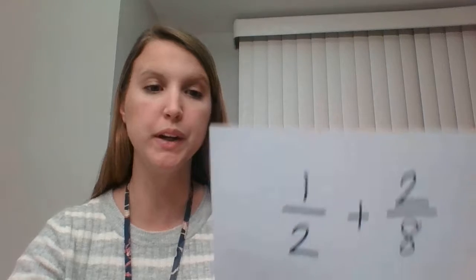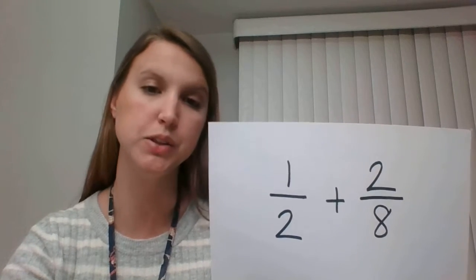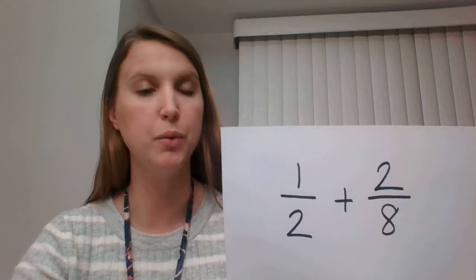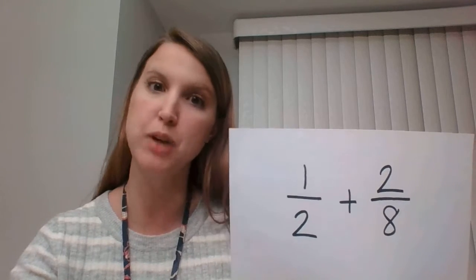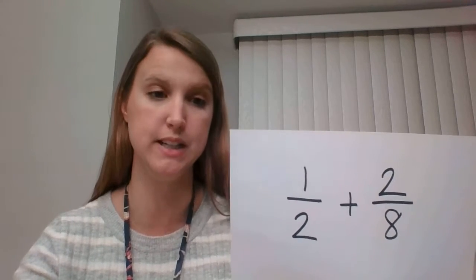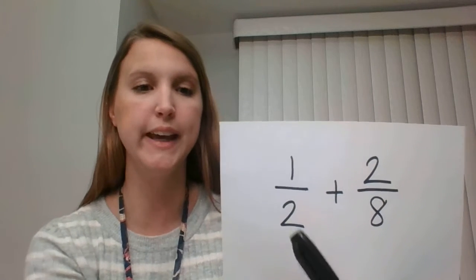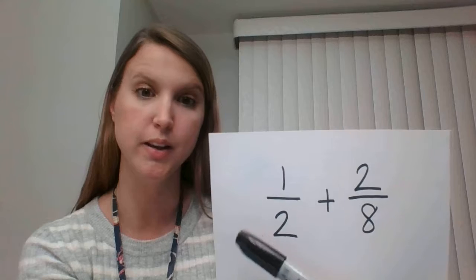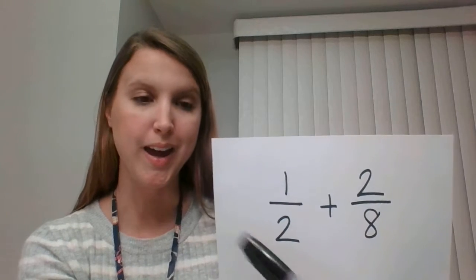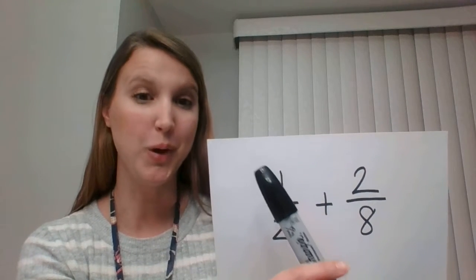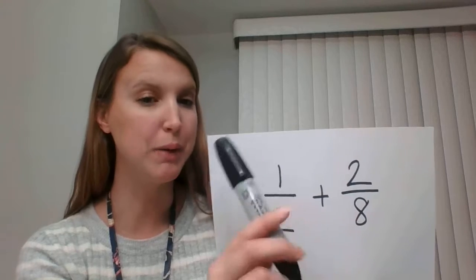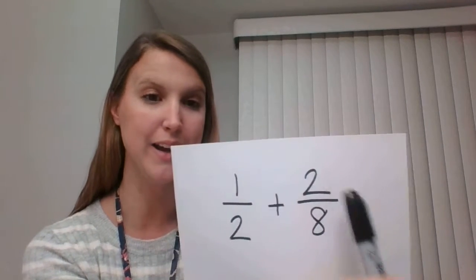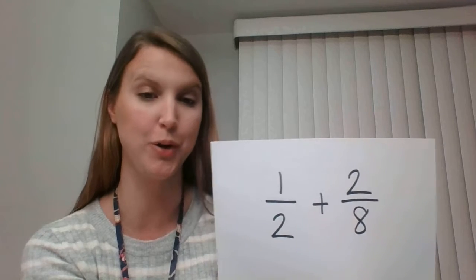So we're going to be working on the problem 1/2 plus 2/8. And up until now we've been practicing adding fractions and subtracting fractions with only common denominators. In this case, we can see that the denominators are not the same. And I will also tell you that the sum to this problem is not 3/10. We do not want to just add our numerator and denominator straight across.